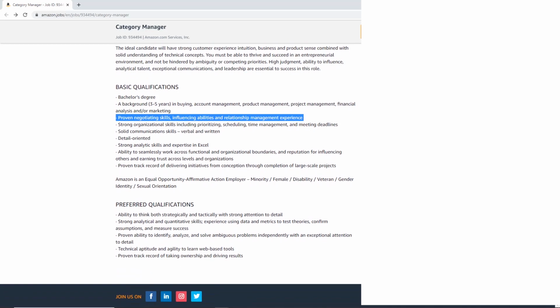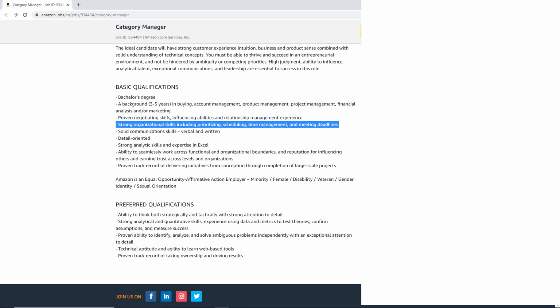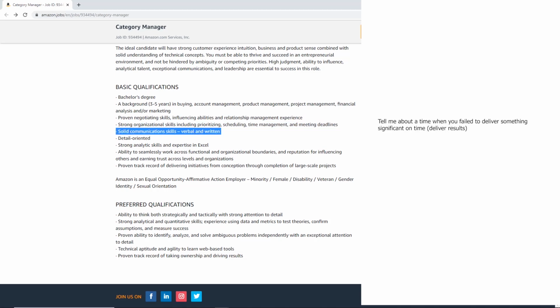Proven negotiating skills, influencing abilities, and relationship management experience. Tell me about the time when you had to negotiate with a client, or when you negotiated with others in your organization to reach an agreement. Strong organizational skills, including prioritizing, scheduling, time management, and meeting deadlines. Tell me about the time when you failed to deliver something significant on time.